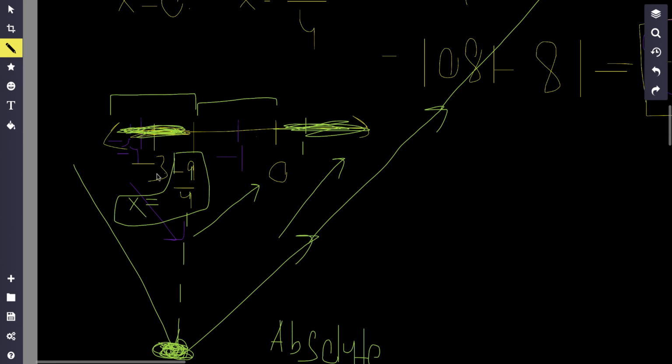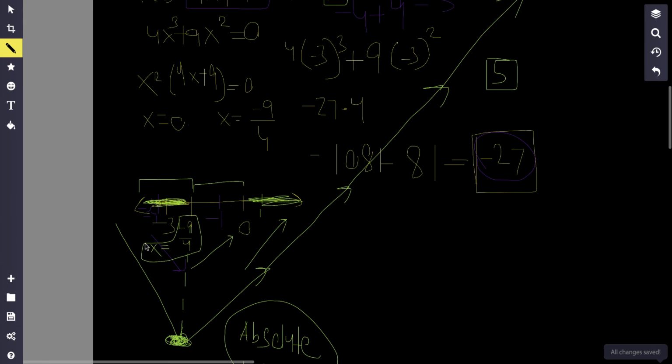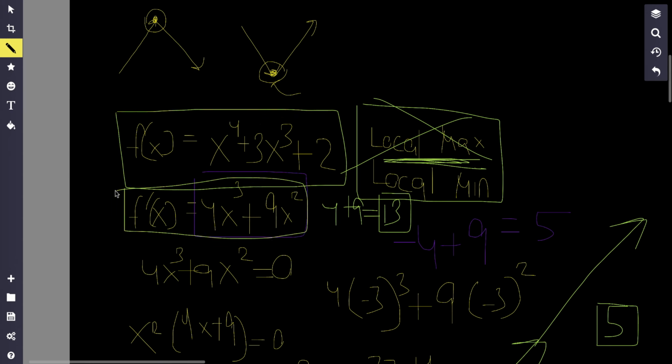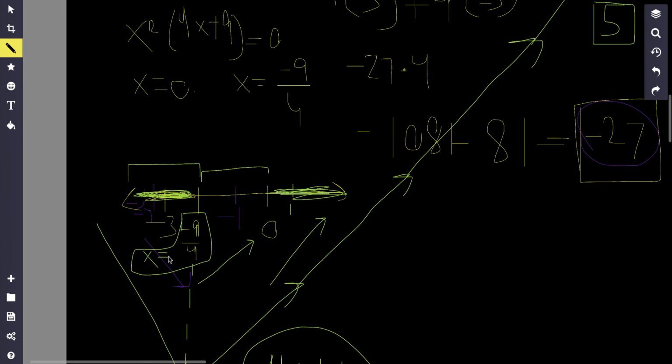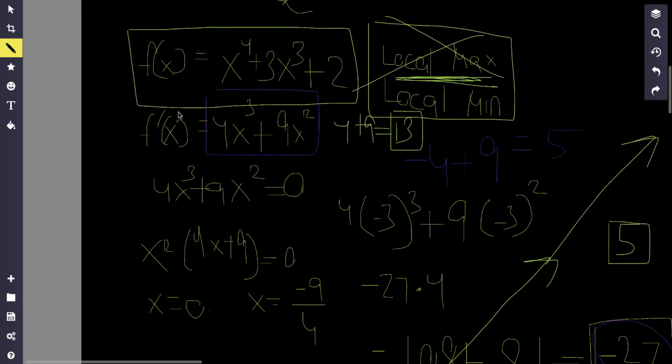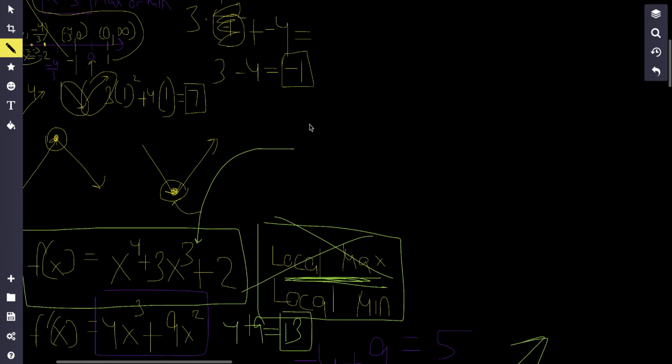If I wanted to find out the coordinates for the absolute minimum point, what I would do is take my x value of negative 9 over 4 and plug it into my original function. The original function gives out the actual coordinates of the points. The derivative only gives the slope. So I would have to plug it into our original equation, not the derivative. So don't get that confused.